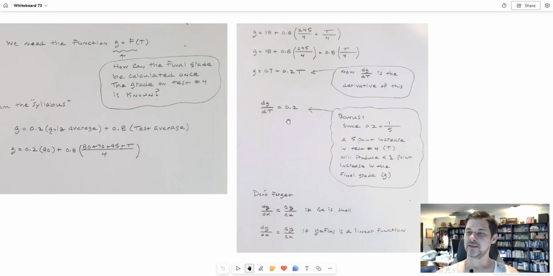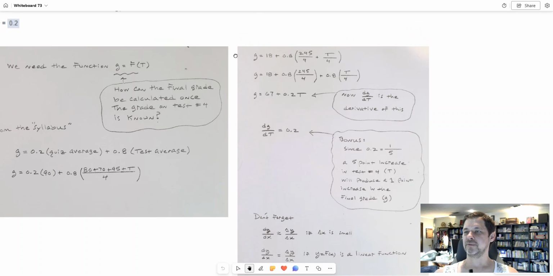So if I find the derivative, I like to know what it means. I like to know how to give an interpretation in terms of how the variables cause change in each other. Every 5 points better you do on test 4 causes your final grade to go up by 1 point. All right. So there you go. I think that's real important.